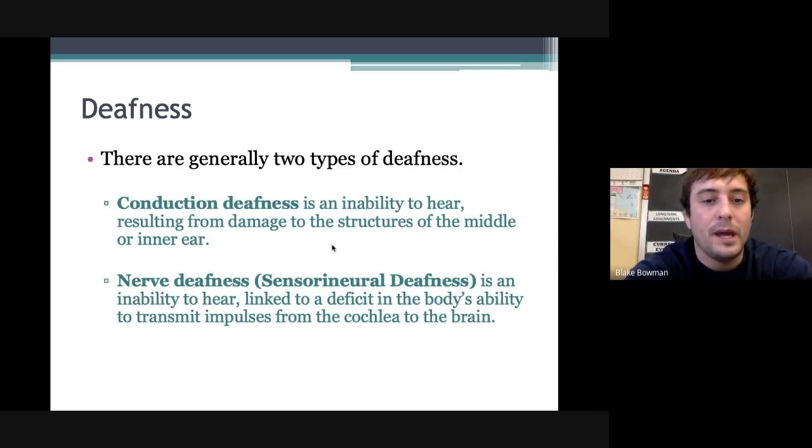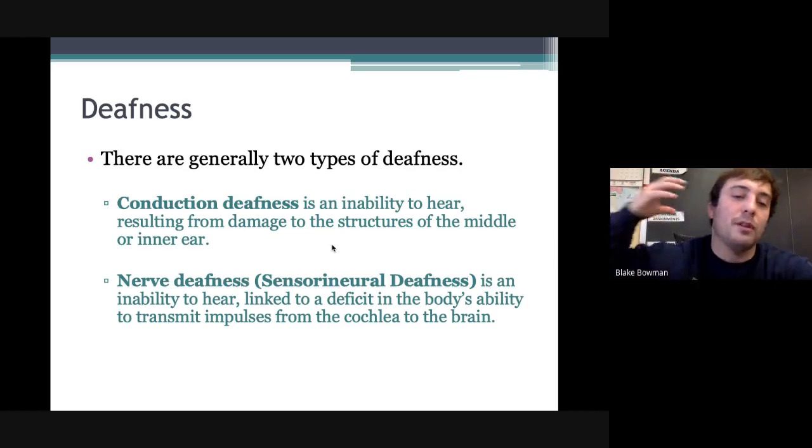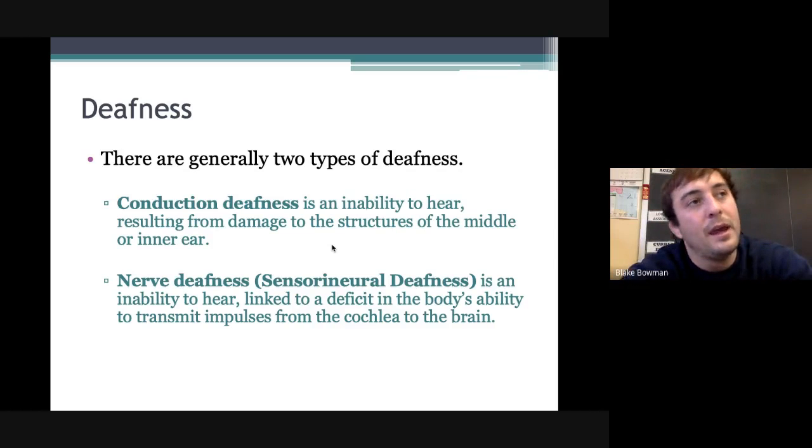That's kind of the only way conduction deafness occurs with people. Then nerve deafness is sensory neural deafness. It's inability to hear linked to a deficit in the body's ability to transmit impulses from the cochlea to the brain. So the cochlea, for some reason, let's say there's a lack of fluid, or a lack of different types of basilar membrane or the hair fibers, hair cells to communicate that information and send it to the auditory nerve to the brain.